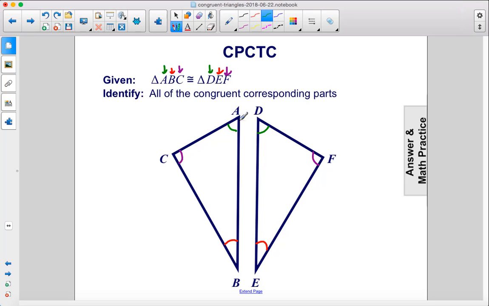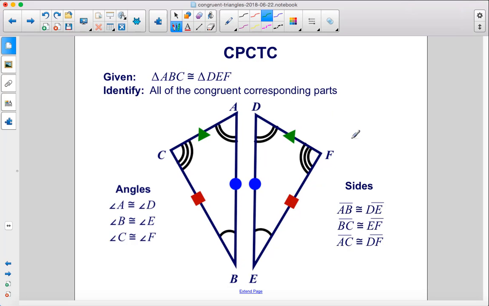So the line here that connects A to C, green to purple, is congruent to this line here that also connects green to purple. So line AC is congruent to line DF, line FE is congruent to line CB, and line AB is congruent to line DE.